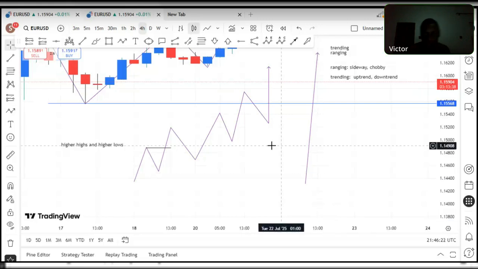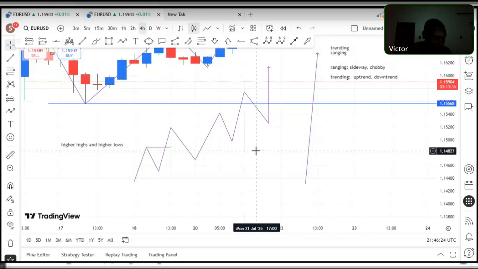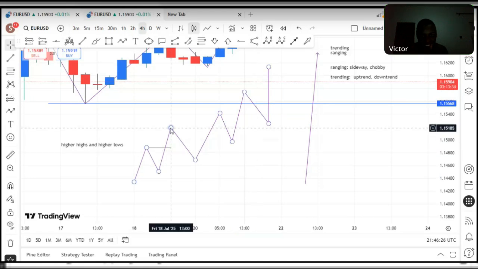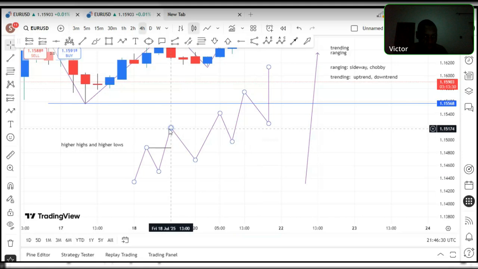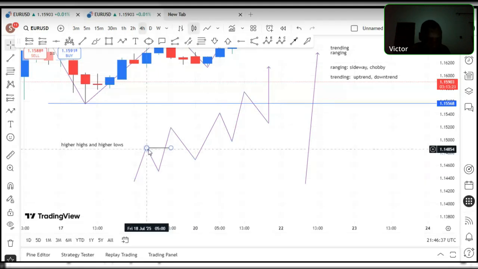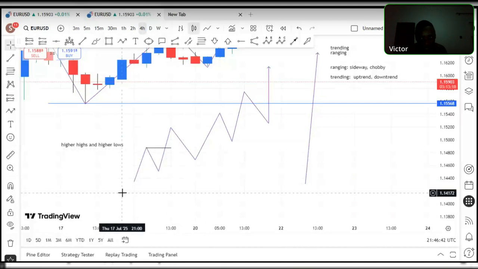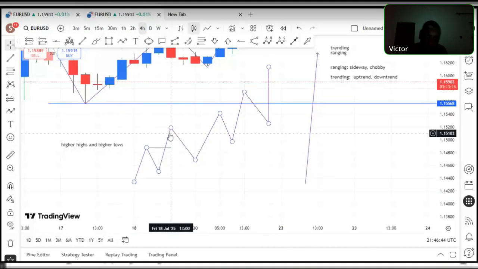So now that we have higher highs and higher lows, what is a higher high? This particular point is a higher high. It's a higher high because it's higher than this high. It's very easy, just the same way you have lower highs and lower lows. So that's how you have this one too.